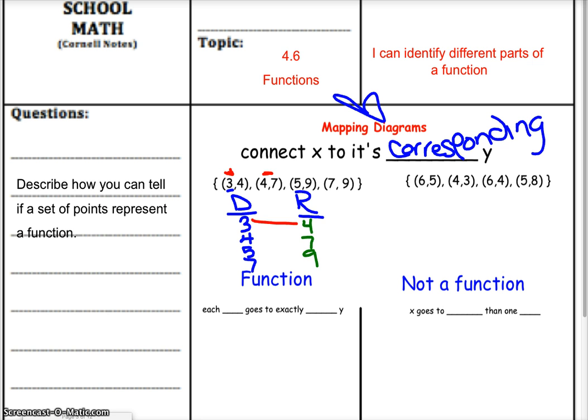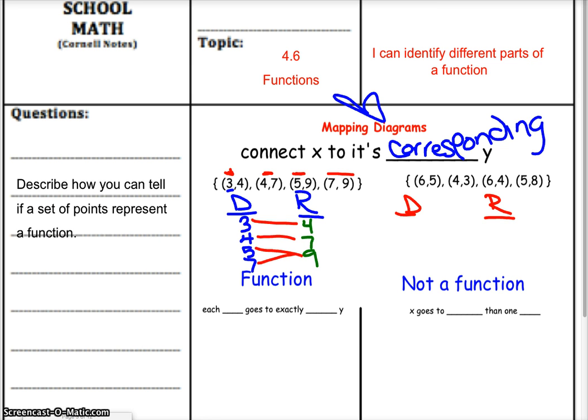4 goes to 7 on the second point, 4 to 7. 5 goes to 9, 5 to 9. 7 goes to 9. Okay, that's called a mapping diagram. It's where I separate the domain and range, and then I put a line to connect what x goes to what range. Again, separate one, domain, range. Domain is the x, range is the y.